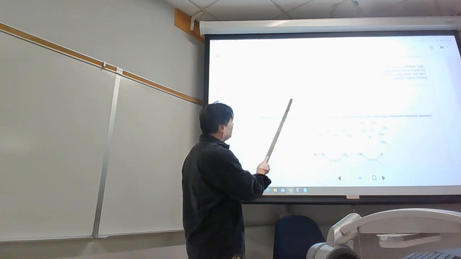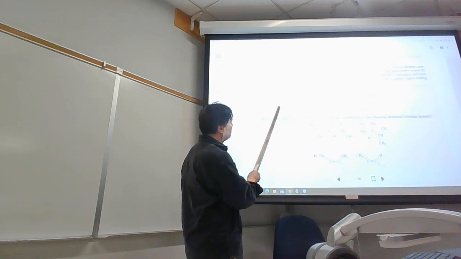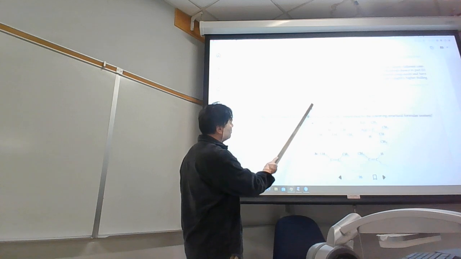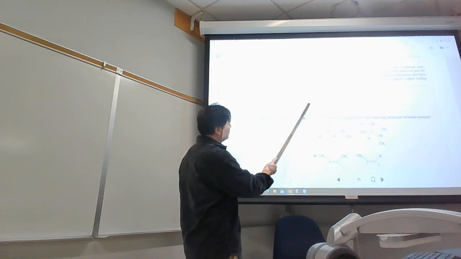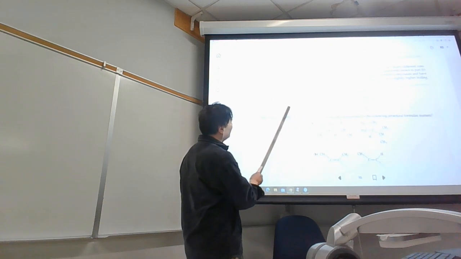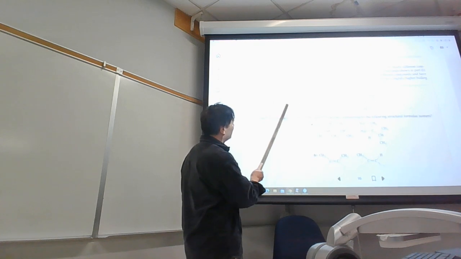Methyls are the end of a chain. So the end of the chain, methyl. End of a chain, methyl. End of a chain, methyl. Methylene groups are in the middle of a chain. So we see that. And then we have a branch here, a 3-way branch, where we have 3 carbons and a hydrogen.